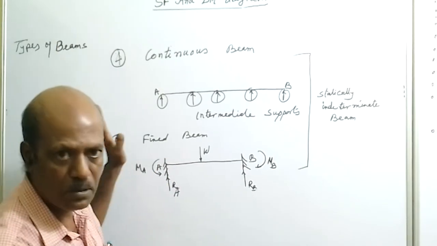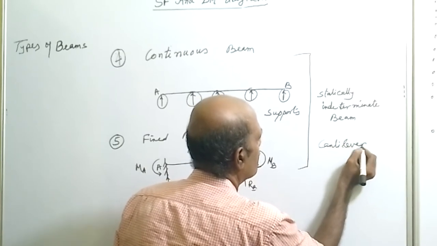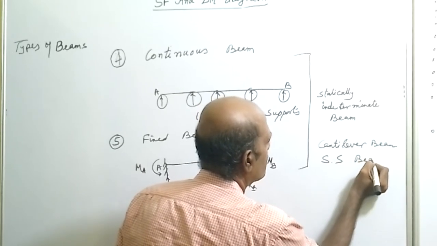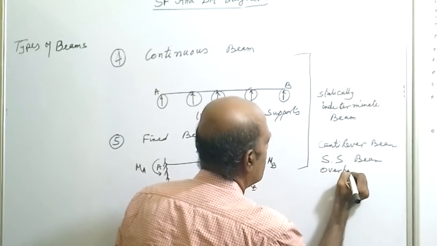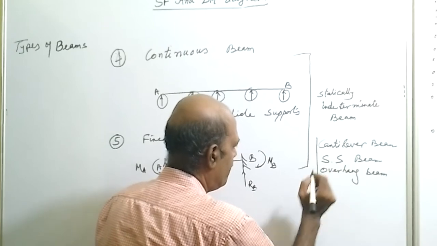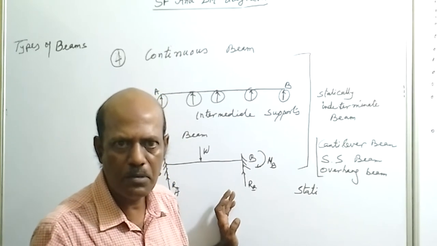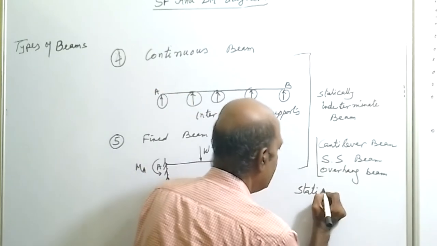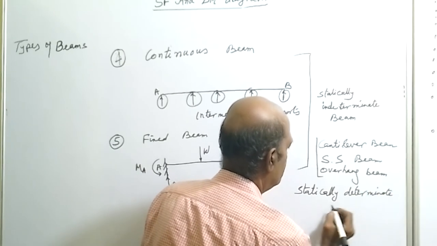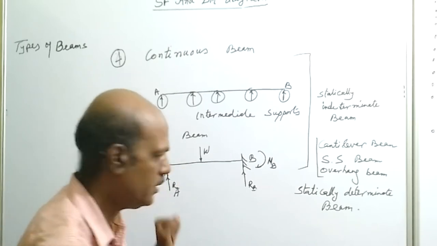But the last three beams we have discussed, that is the cantilever beam, then the simply supported beam, then the overhang beam, these three beams come under statically determinate beams. What is a statically determinate beam? It means static equations are sufficient to solve the problem. That's why these are called statically determinate beams. Okay, so I hope up to this it is clear.